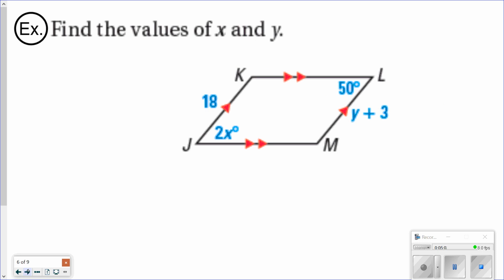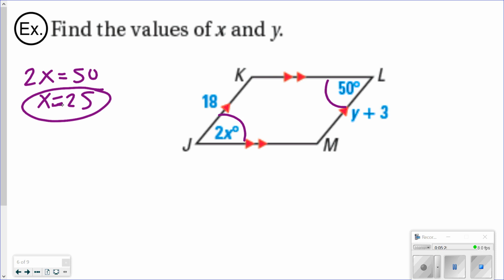Find the values of x and y. Let's do this again. Let's start with x, and we notice that x is an angle measure this time. So the opposite angles are congruent, meaning that 2x is equal to 50. Divide by 2, x is equal to 25.